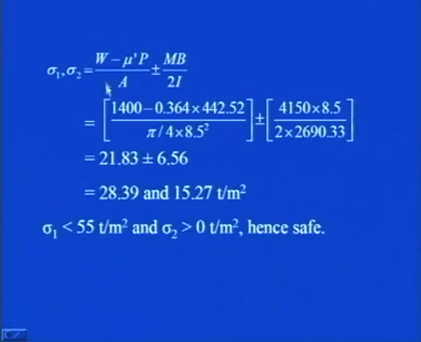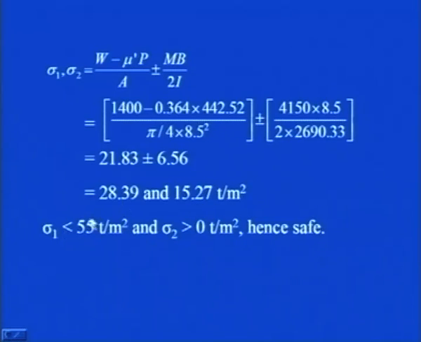So, in this expression, if I substitute appropriate values like W equal to 1400 minus μ', we have found tan δ, that is 0.364, into P which is 442.52, divided by the area of the base of the well, which is π by 4 into 8.5 square, plus minus 4150 into 8.5 divided by 2 into 2690.33, which we have calculated as the value of I. So, we get two values: one is 28.39 ton per meter square and another one is 15.27 ton per meter square.